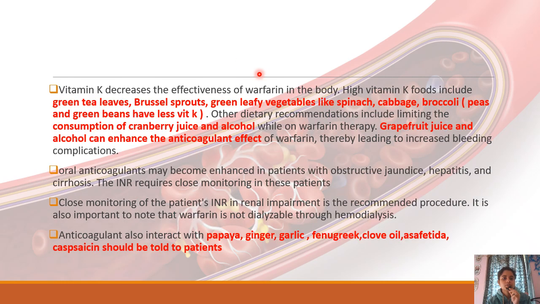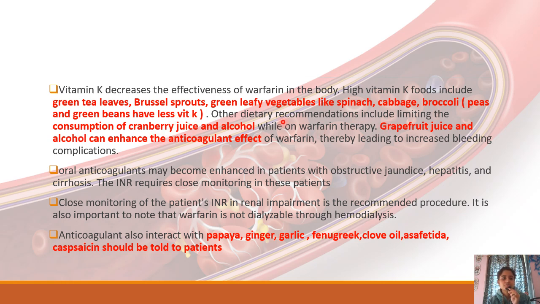And this is a very important part, the food recommendations while the patient is on warfarin. Green tea leaves, Brussels sprouts, leafy green vegetables, all these are high in vitamin K, so they can decrease the effectiveness of the warfarin. So you should counsel the patients not to take all these foods in excess quantity. Peas and green beans can be taken because they have less vitamin K.